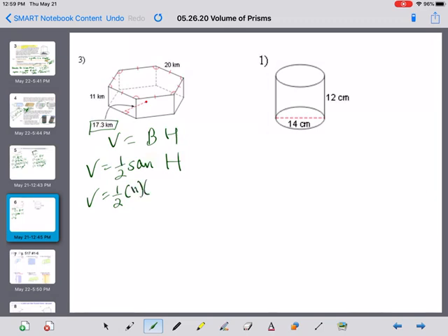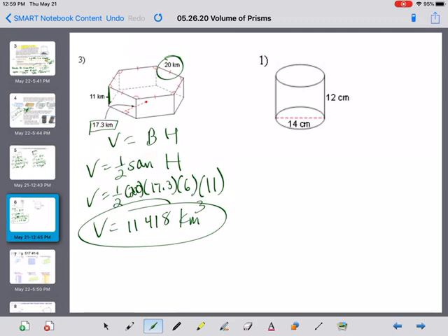So 1/2 S is 11. A is 17.3. The number of sides is 6. Capital H. Oh, 20 is S. Sorry about that. The 20 is supposed to be the S. The 11 is the H. So then, put it in your calculator. 11,418 cubic kilometers.